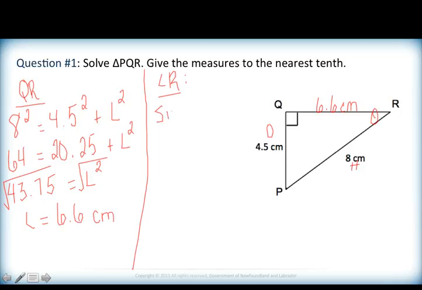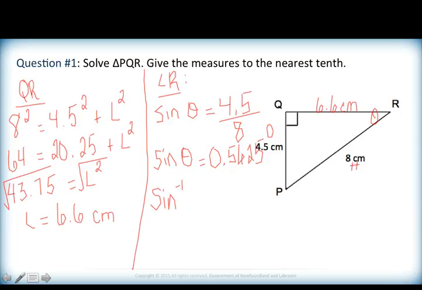So it's going to be sine theta, which equals 4.5 divided by 8. We're going to find that answer as a decimal. So sine theta equals 4.5 divided by 8, which is going to give us 0.5625.